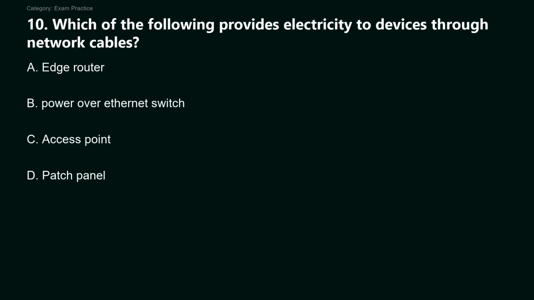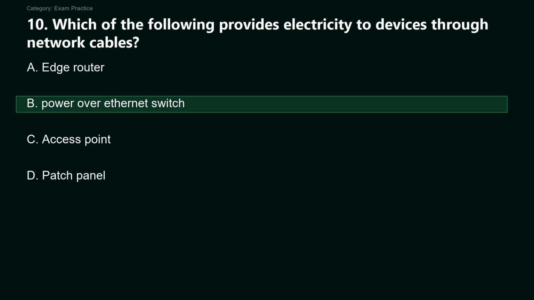Question 10. Which of the following provides electricity to devices through network cables? Option A, edge router. Option B, power over Ethernet switch. Option C, access point. Option D, patch panel. The correct answer is option B, power over Ethernet switch.